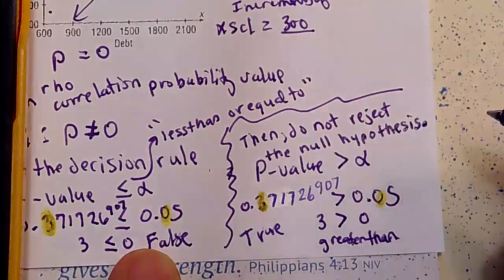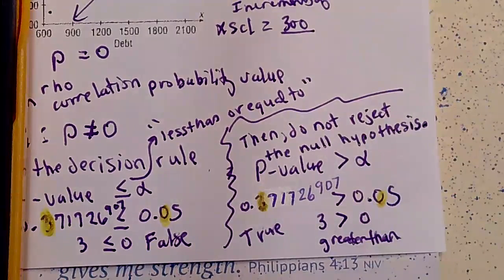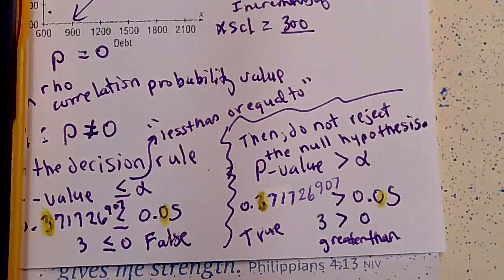Okay, do not reject the null hypothesis. So then we're going to go with that. Do not reject the null hypothesis. Now, what does that mean? We're trying to decide on the relationship.